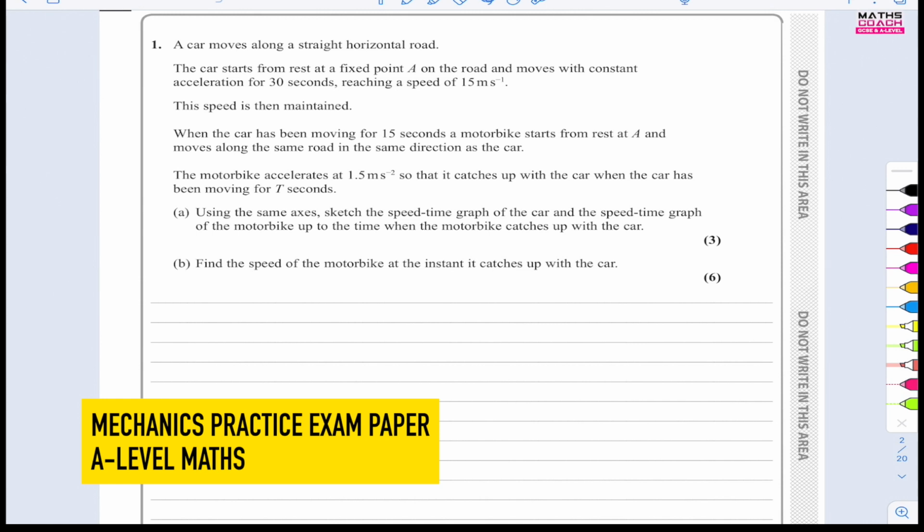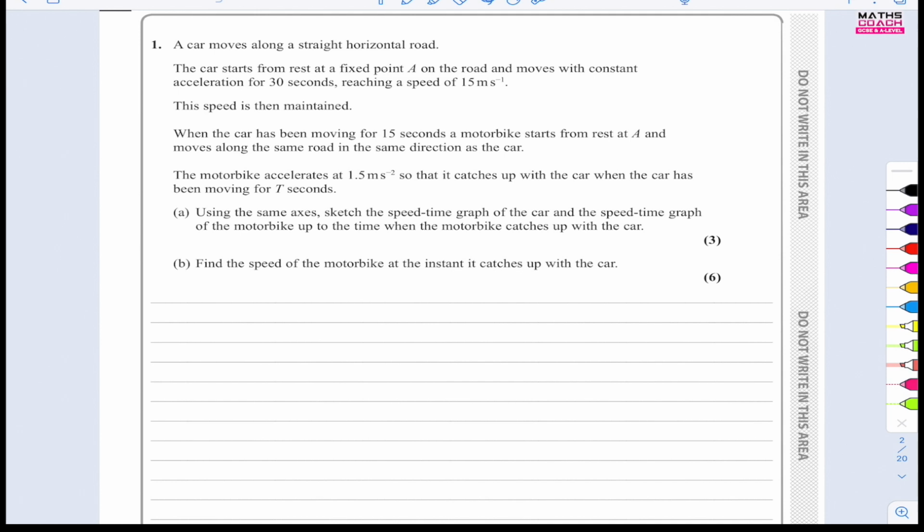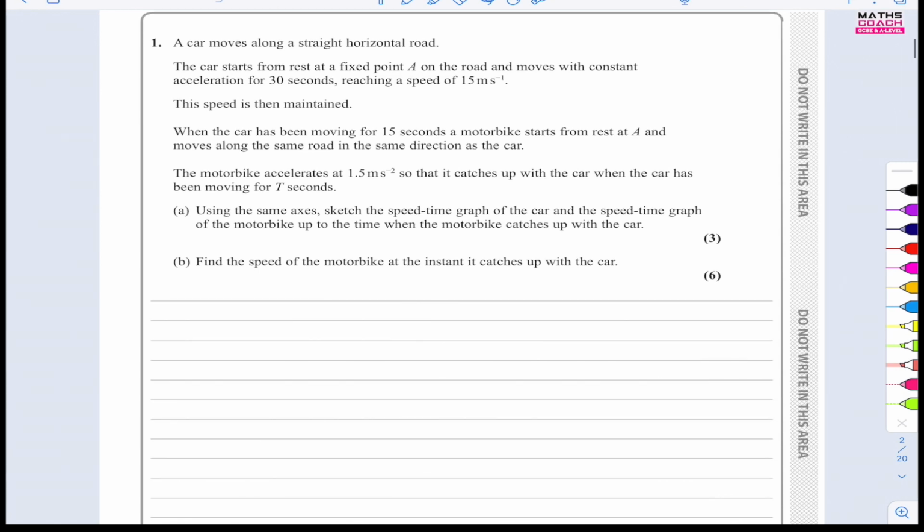The motorbike accelerates at a rate of 1.5 meters per second squared so that it catches up with the car when the car has been moving for t seconds. Part A: using the same axis, sketch a speed time graph of the car and the speed time graph of the motorbike up to the time when the motorbike catches up with the car.